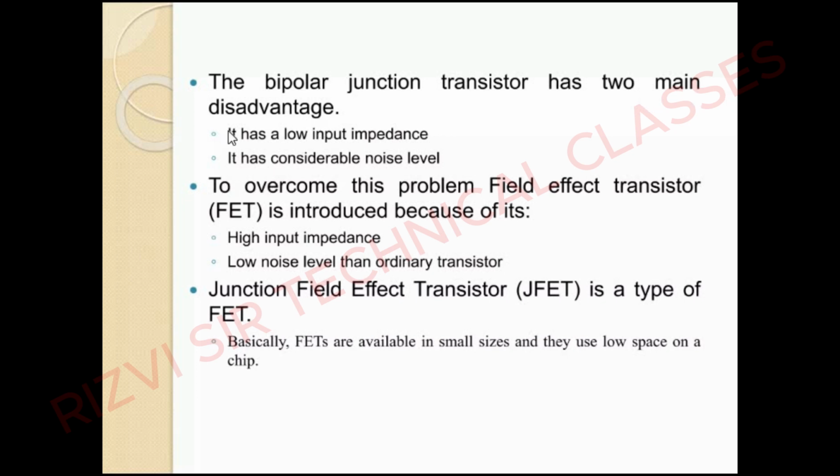Next, why do we need FET? Because bipolar junction transistor has two main disadvantages. It has low input impedance and it has considerable noise level. To overcome this problem, field effect transistor was introduced because of its high input impedance and low noise level than ordinary transistor. FETs are available in small size and they use low space on a chip.